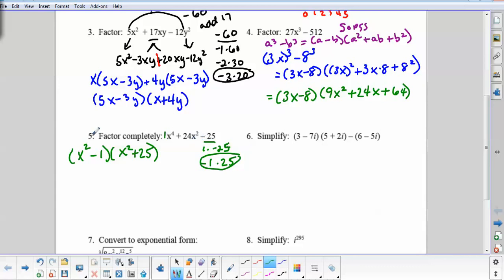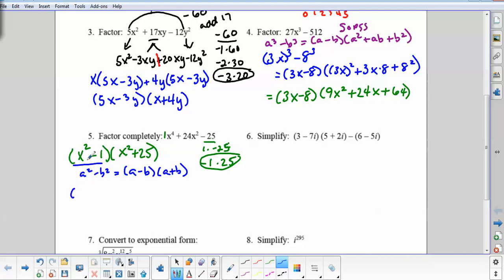So just when you think you're done, you notice I have a difference of squares here. Remember that the pattern for difference of squares is a squared minus b squared equals a minus b times a plus b. Now we are going to use that to factor x squared minus 1. We do not need to use that for x squared plus 25 because there is no pattern for the sum of squares.